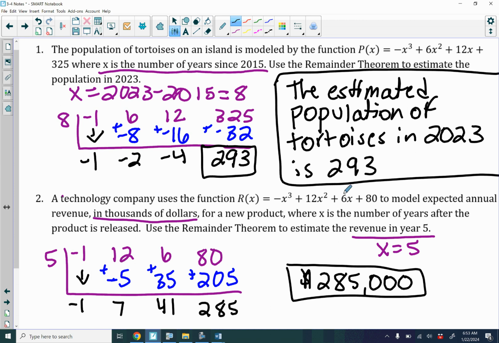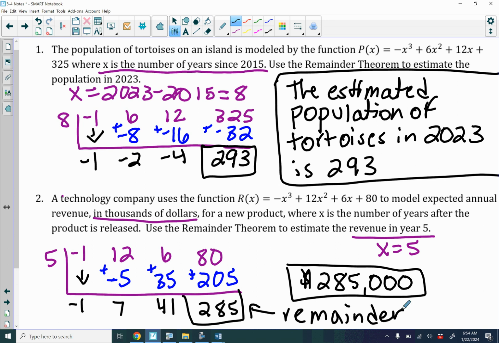Now I use the coefficients from the polynomial to do my synthetic division. I have negative 1 starting with the x cubed, 12 with the x squared, 6 with the x, and then 80, which is our constant. Once again, we do not have any missing terms, so we don't need to use zeros as a placeholder. I bring down the negative 1 first. All the numbers below the box, we will multiply by 5. Then I get these values here. Remember, the last number that we get is our remainder. The number that we get here is 285.